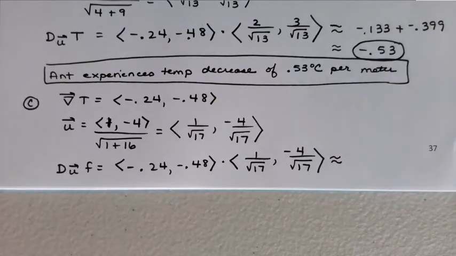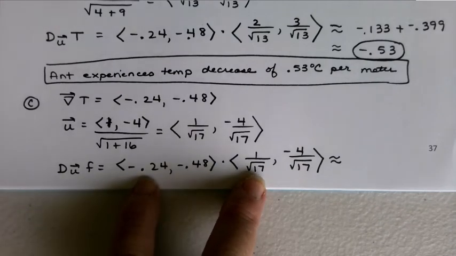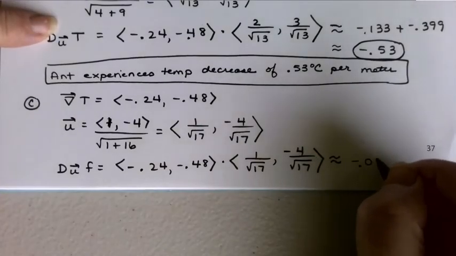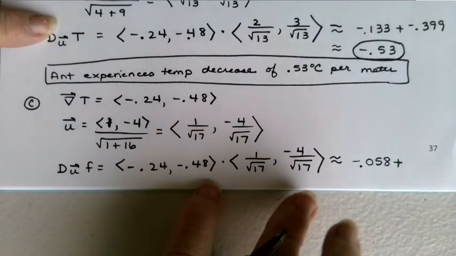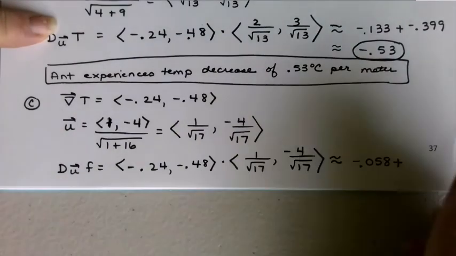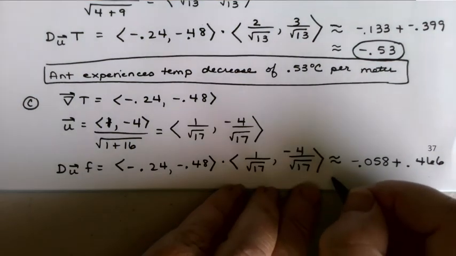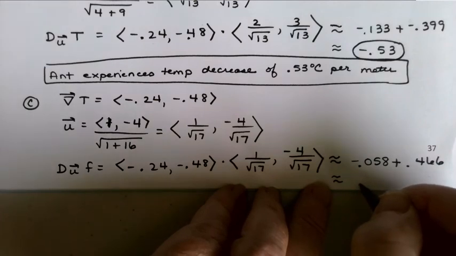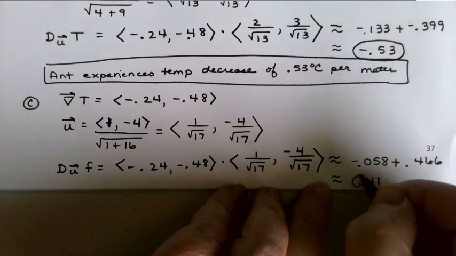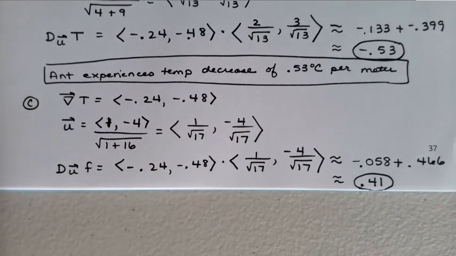And again, I'm just going to do that on the calculator to get a decimal approximation here. Multiplying those together, I got about negative 0.058. And multiplying these guys, I got about 0.466. And adding those together gives me a directional derivative of about 0.408, or about 0.41 if I round to 2 decimal places. So this time, as the ant crawls, it's warming up at the rate of 0.41 degrees Celsius per meter.